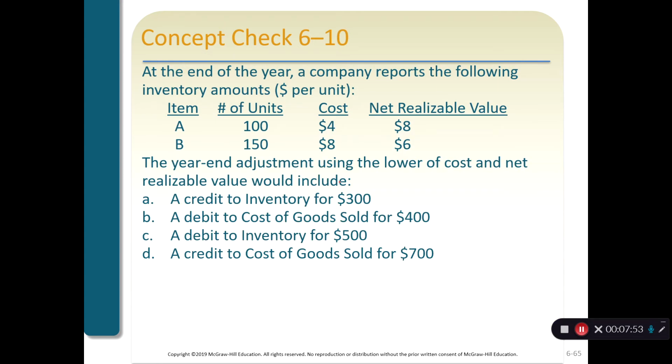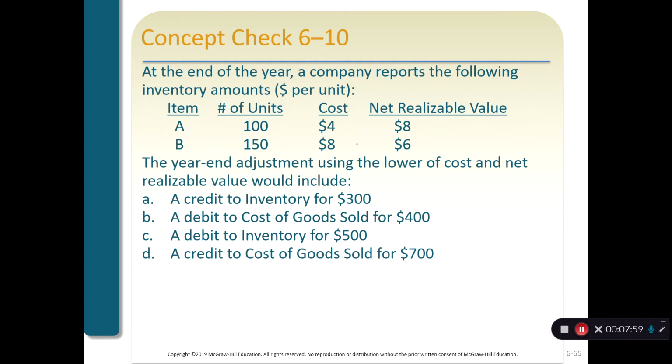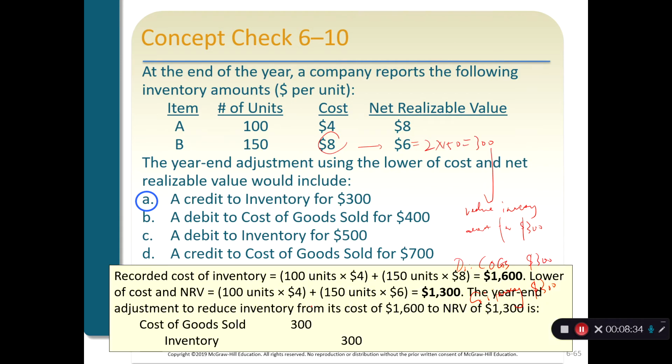Okay, and then at the same time, how much should we write down in terms of inventory accounts? This is because we will write down from 8 to $6, which is $2 a piece, and then multiplied by 150 is $300. So we need to reduce the inventory account by $300, by debiting cost of goods sold for $300 and crediting inventory for $300. Right? So we choose A.